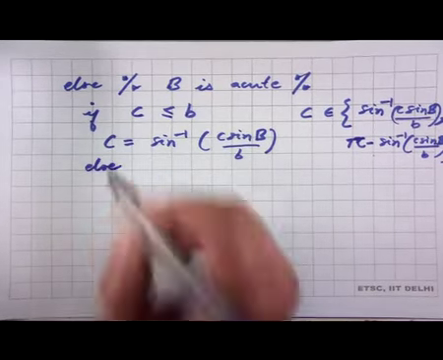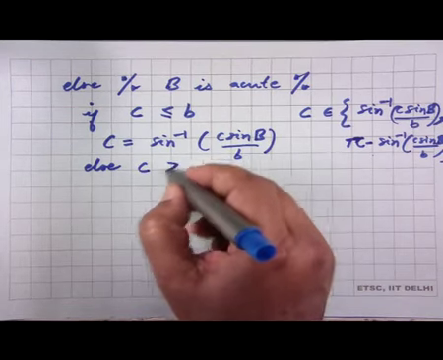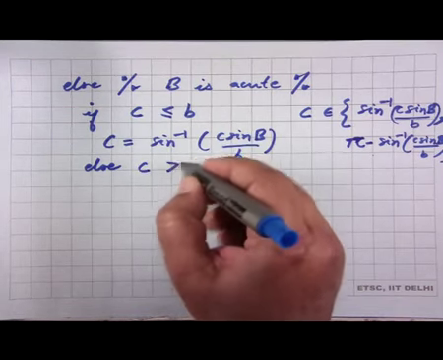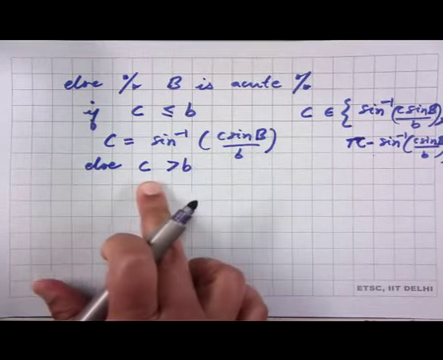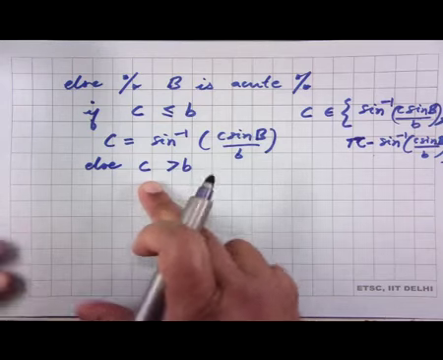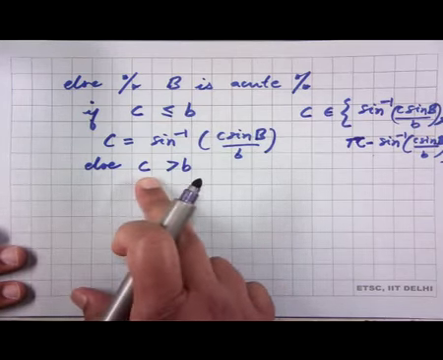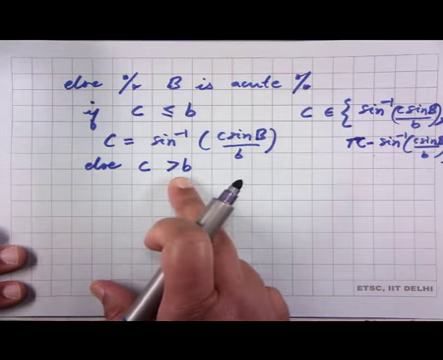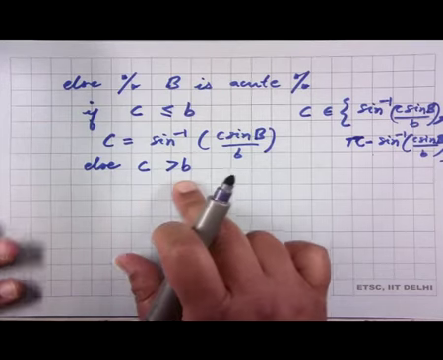Else, what if C is greater than B? Now, this is the case where we will have some ambiguity, because if this side of length C is greater than the side of length B, then this implies that angle C is greater than angle B.